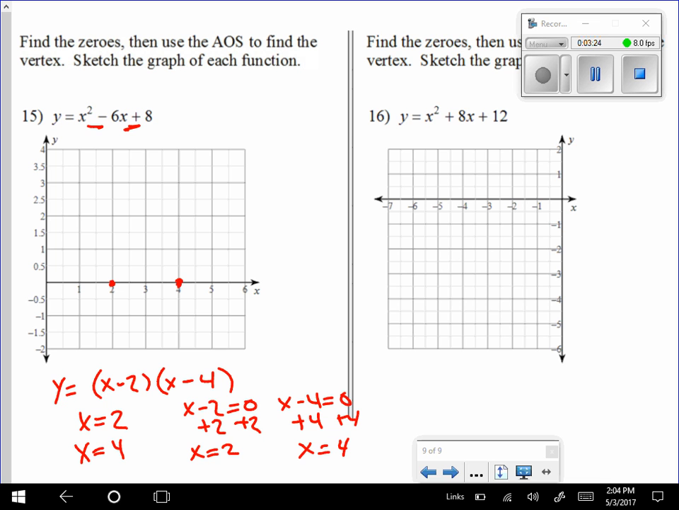And then I would just need to plug in. Oh, I need to figure out the middle of 2 and 4. I don't even have to add those and divide by 2. I can just see the middle of 2 and 4 is obviously 3. So plug that into this function, 3 squared minus 6 times 3 plus 8. Give you 9 minus 18 plus 8. So -9 plus 8 will give you -1. 3, -1.